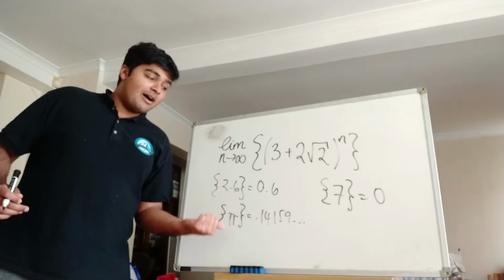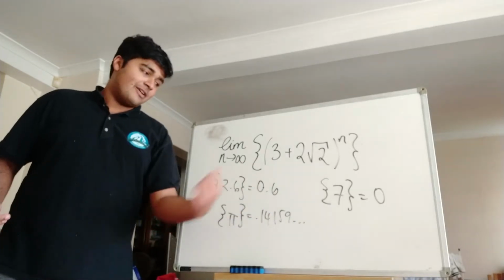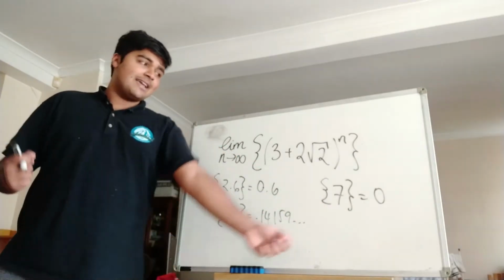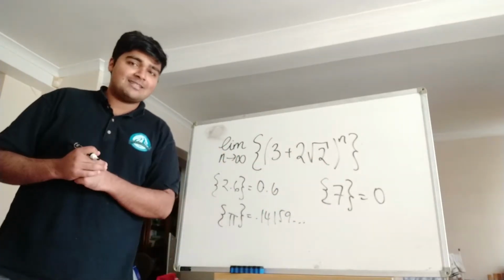The fractional part of pi is just 0.14159, and so on. And then the fractional part of an integer, so the fractional part of 7, say, is just 0, because there's nothing after the decimal point.